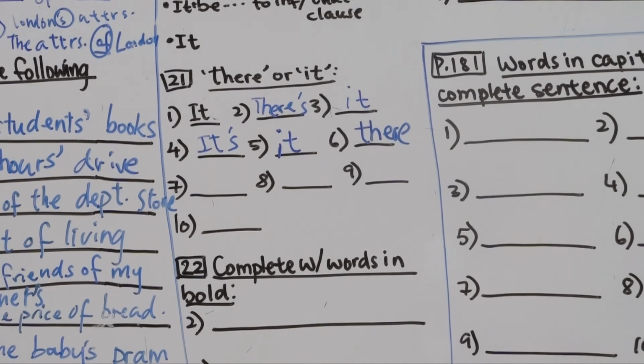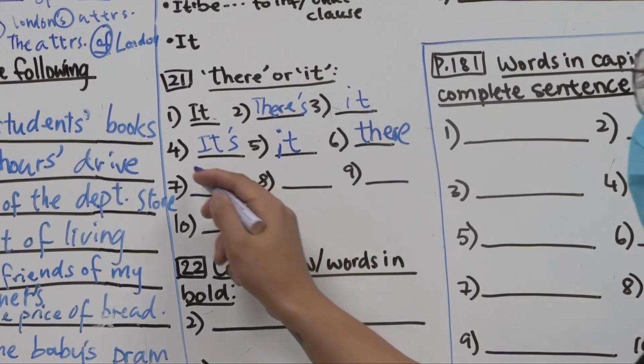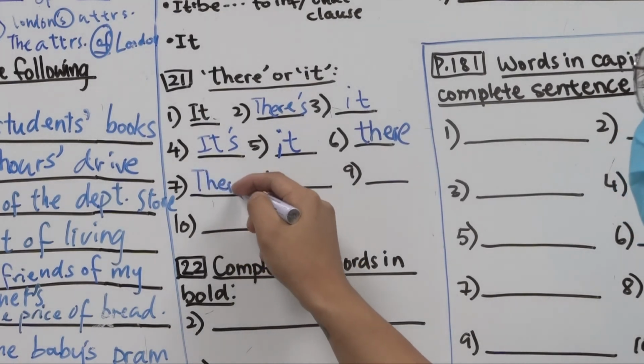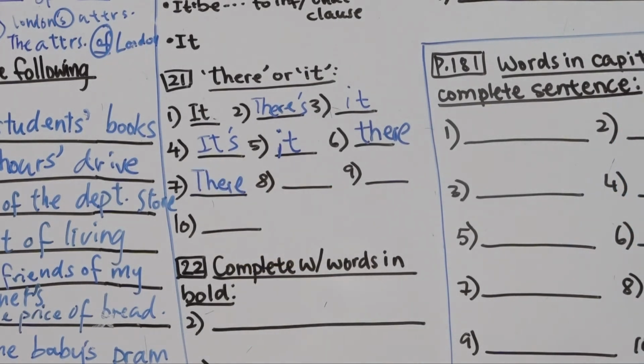All right, number 7. Blank, are many changes to be made in this report? It are many changes? There are, okay? So in this case, same thing as number 6, right? First time we're mentioning this. And also you can try to look at the verb, right? The verb. Are, okay? So plural, so there are.